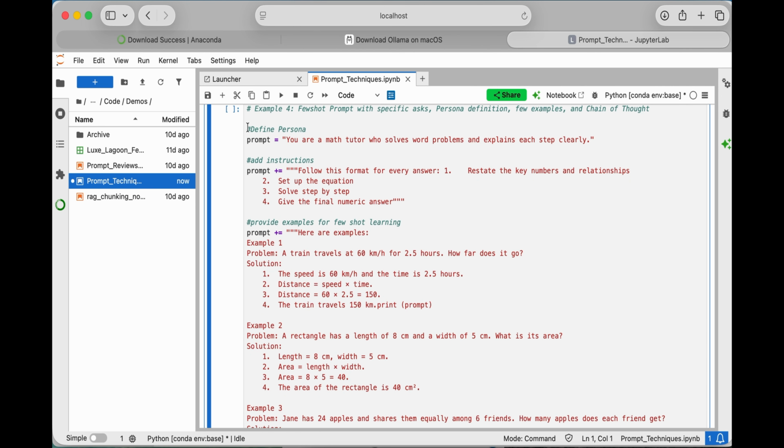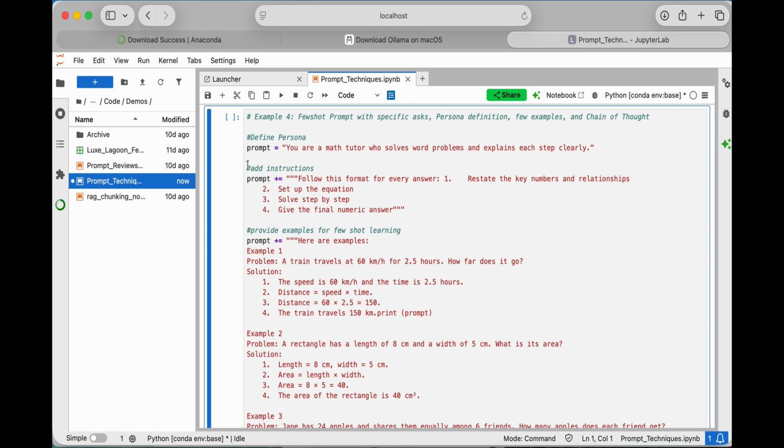In this next example, we will combine a few prompting techniques such as few shot prompting, role based prompting, and chain of thought prompting to create an AI experience for school children to learn mathematics. We will begin by assigning a role to the model. You are a math tutor who solves math problems and explains each step clearly. So, this is an example of role based prompting and also chain of thought prompting because we are advising the model to explain each step clearly.